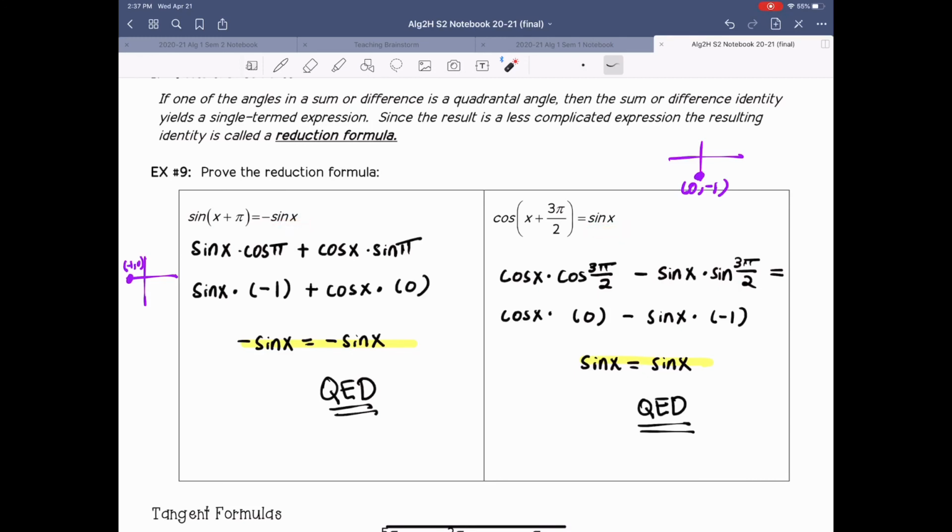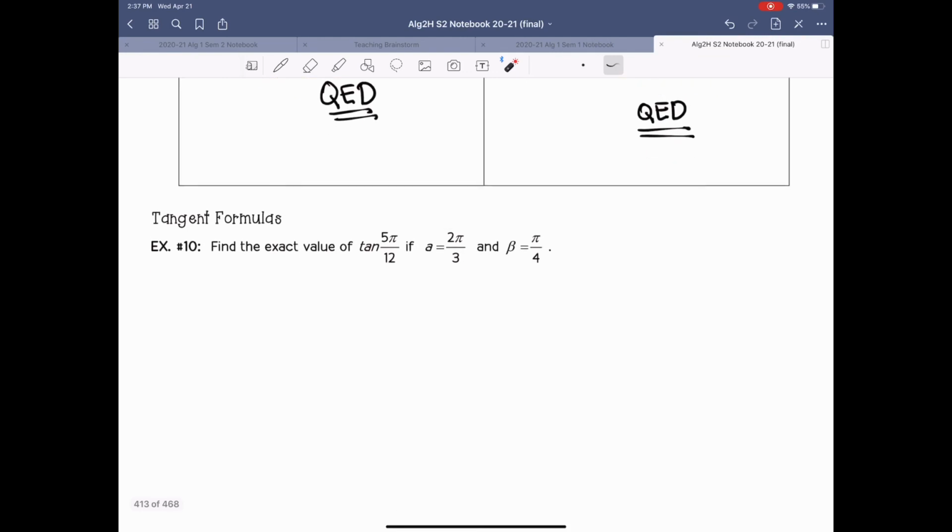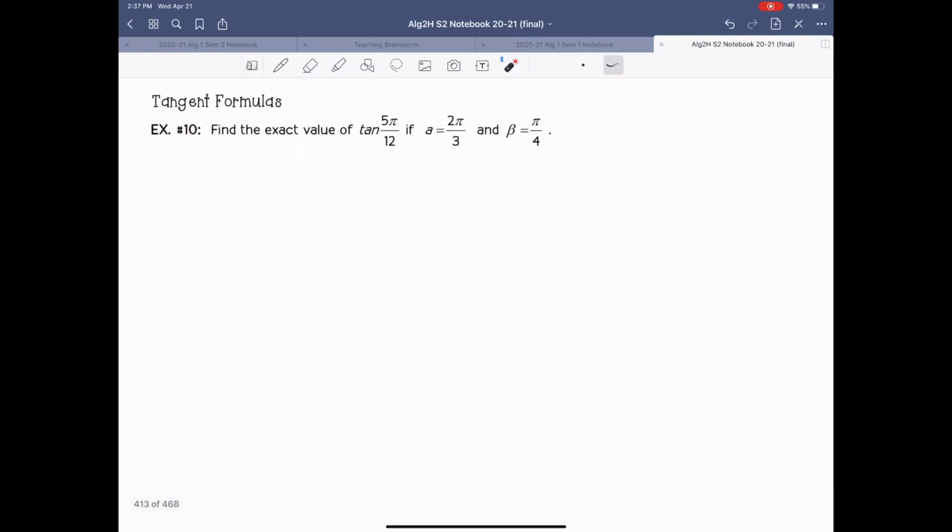All right, we have one final example for today's lesson, and we're going to talk about tangent because we haven't discussed the tangent formula yet. So example number 10, we're going to find the exact value of the tangent of 5 pi over 12 if alpha is 2 pi over 3 and beta is pi over 4.